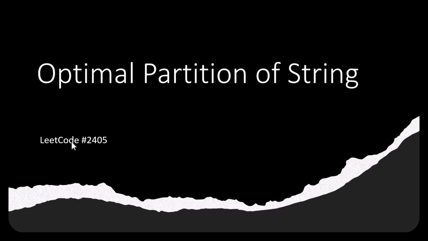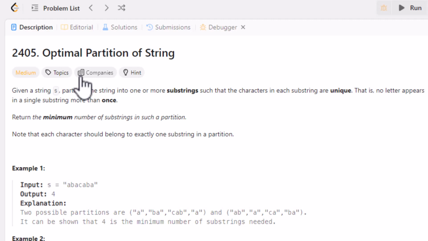Hello! Today we're going to be doing LeetCode problem 2405, which is Optimal Partition of String. This problem states: given a string S, partition the string into one or more substrings such that the characters in each substring are unique. That is, no letter appears in a single substring more than once. Return the minimal number of substrings in such a partition.